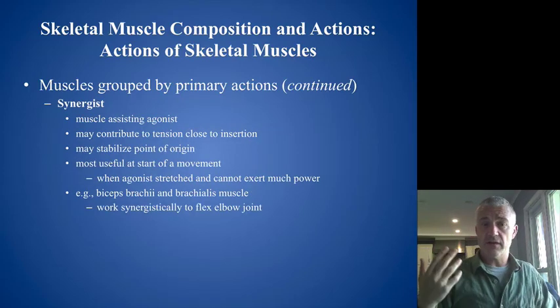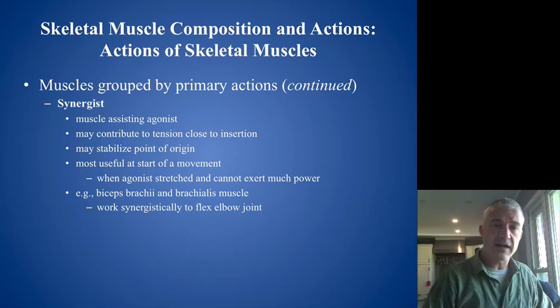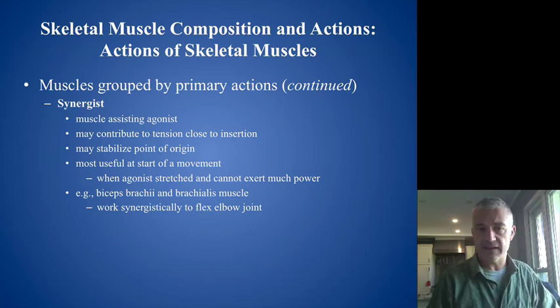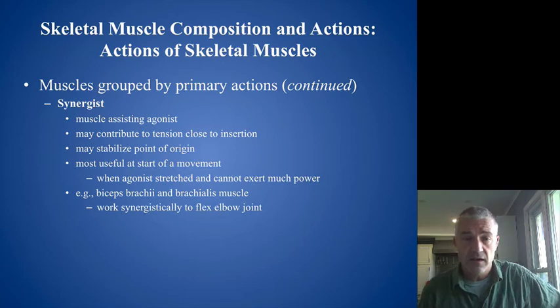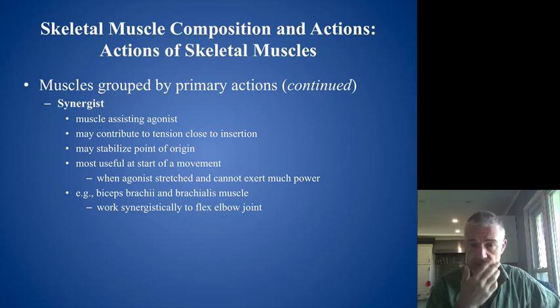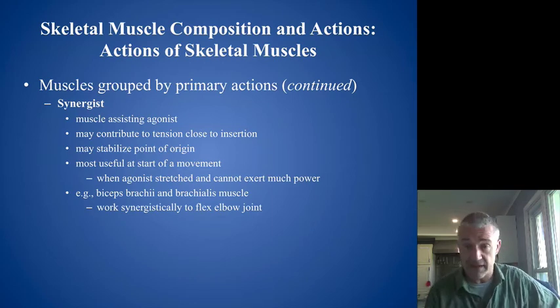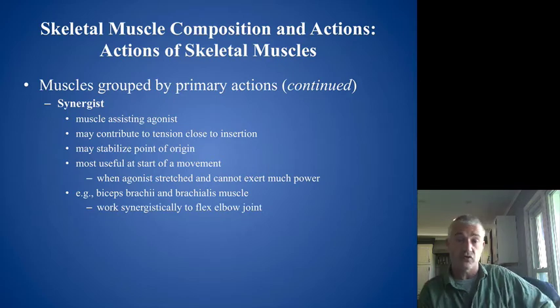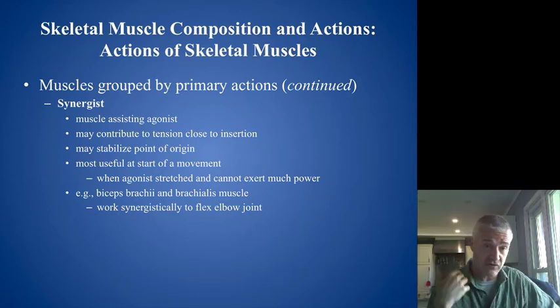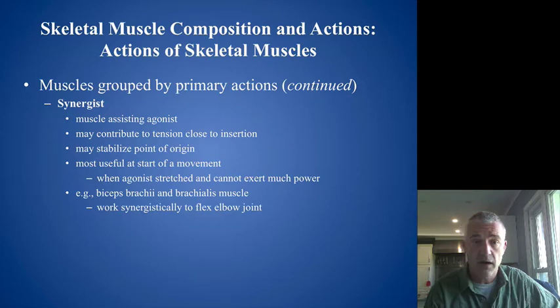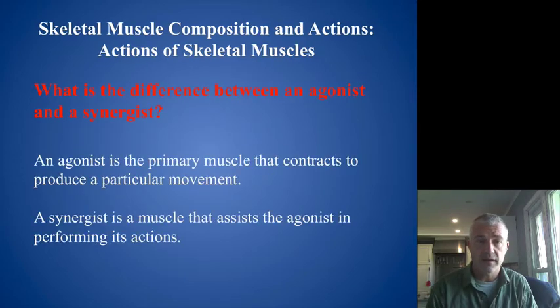There are also a lot of times muscles that help with these movements but are not the main or prime mover, not that agonist. These would be synergists. So the brachialis and the biceps brachii work together at the elbow joint to help bring about that flexion movement, as an example. Synergists are a lot of times most useful at the start of movement, helping to begin that movement. An agonist, again, is the main mover here. A synergist is a muscle that's helping out the agonist.